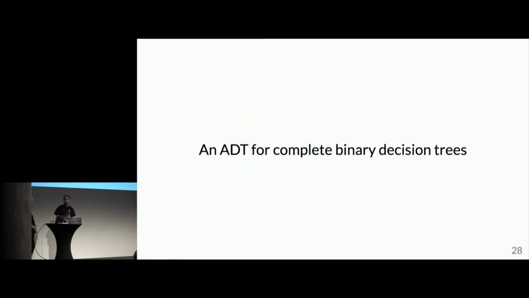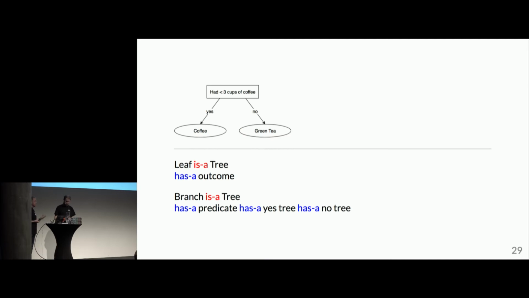Okay. So now we have the tools to talk about tree implementations. What we're going to do next is build an ADT for complete binary decision trees. And we're going to build those on top of the predicate interpretation that we've just seen. So again, here is the shape of the tree. We have leaves that capture a decision or an outcome, and we have branches that capture a predicate, and two subtrees, one to take if the predicate's true, and the other to take if the predicate's false.